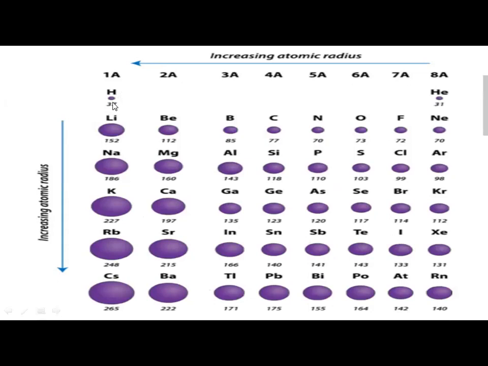Can you see here? When you move across the period from left to right, atomic size is decreasing. This is the second period, third period, fourth period, fifth period, seventh period, atomic size is decreasing. When you move from top to bottom, lithium, sodium, potassium, rubidium, cesium, atomic size is increasing. So atomic size goes on increasing. So across the period, atomic size decreases and down the group, atomic size increases.